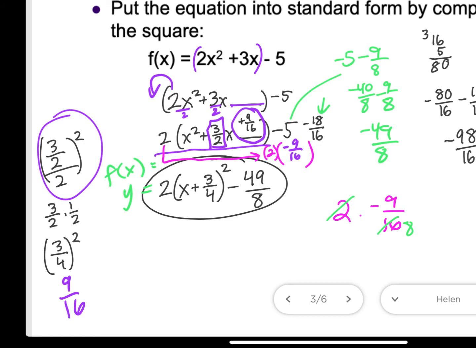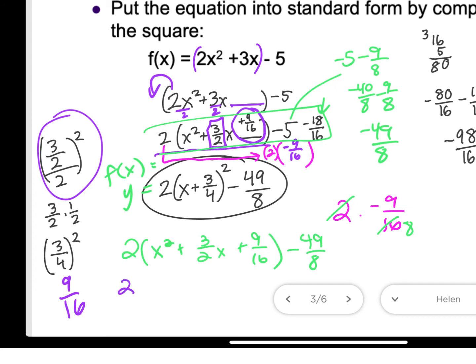So then you have to factor it, right? So we're at this step. We're at 2x squared plus 3 halves x plus 9/16 minus 49/8. That's where we left off. Then I want to factor it. So the 2 stays on the front, and that's a common mistake people make on this every year, forgetting the leading coefficient. Don't forget that. You took it out. It's still part of your equation.